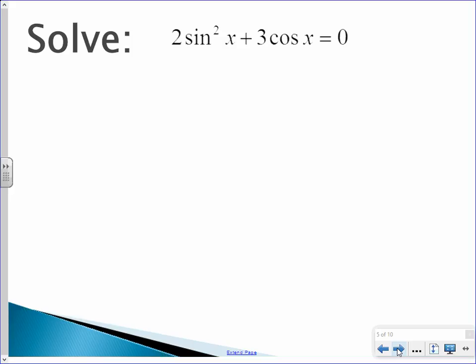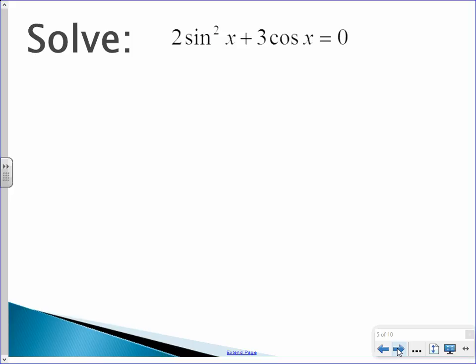Okay, 2 sine squared x plus 3 cosine x equals 0. Is this linear? No. So we need to think about maybe, is there something that we can factor? We don't even have the same kind of function, do we? Okay, and that's a problem, all right? It would be really cool if there was a way to write one of these in terms of the other, so that we had all sines or all cosines.